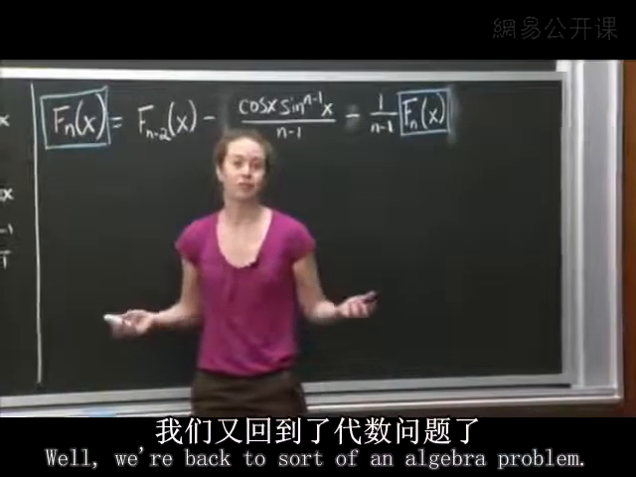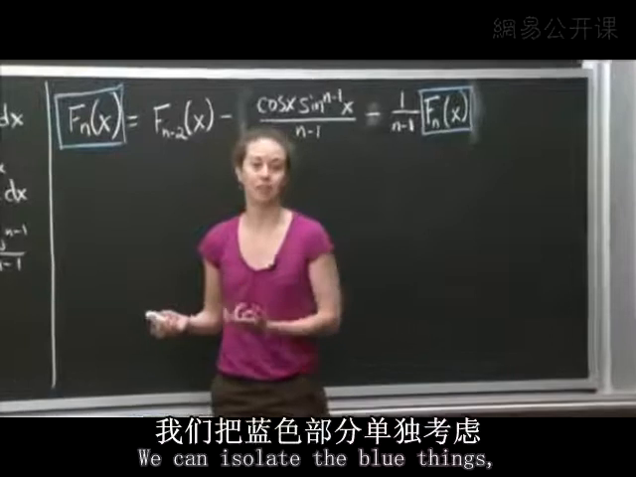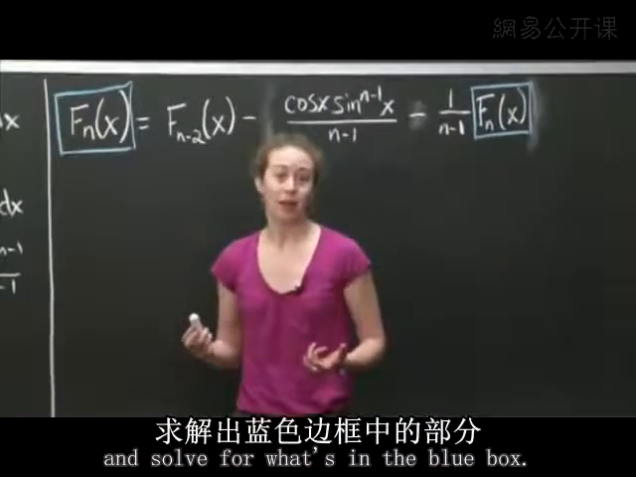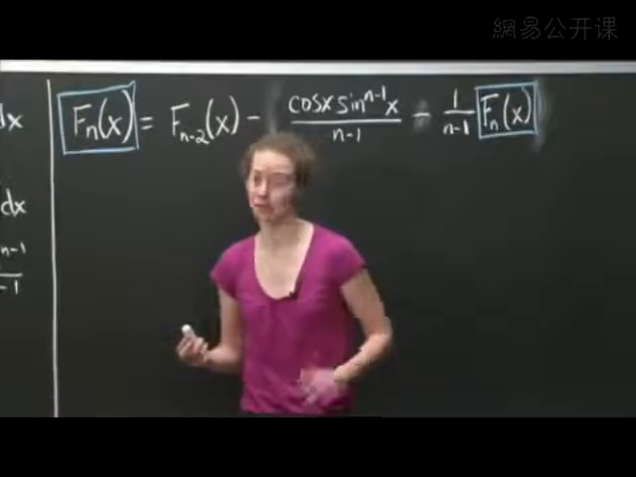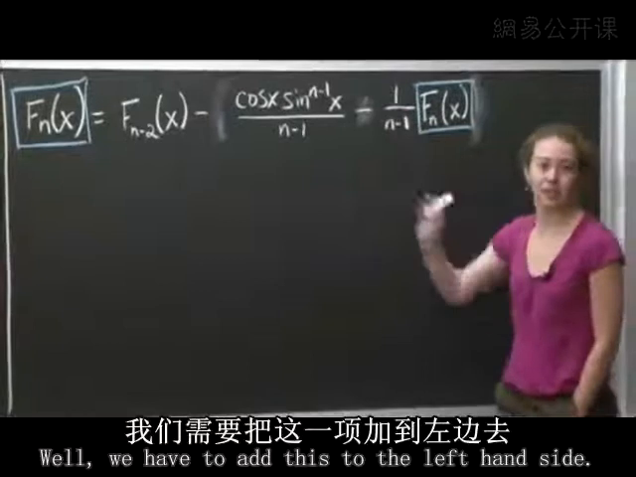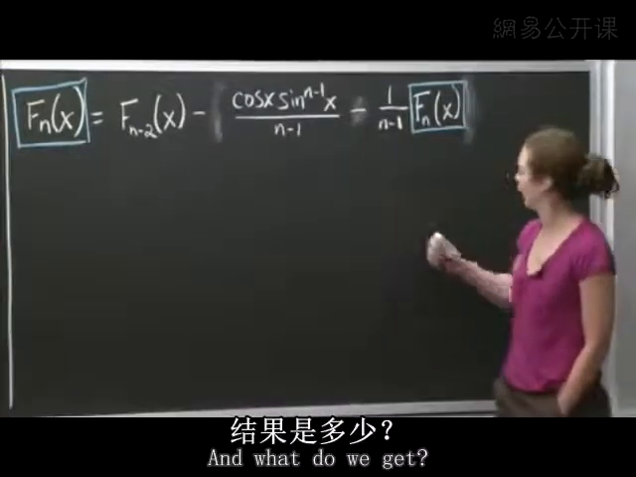Well, we're back to sort of an algebra problem. We can isolate the blue things and solve for what's in the blue box. So that's what we're going to do. So what do we have to do? Well, we have to add this to the left-hand side. And what do we get? Let's see what we get.